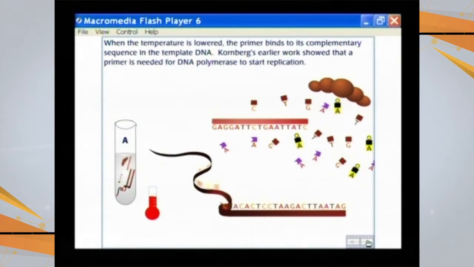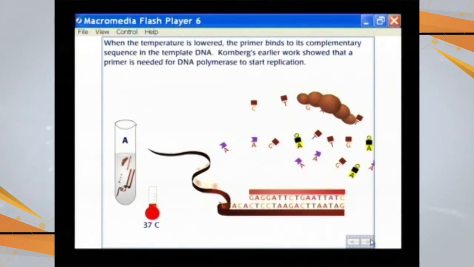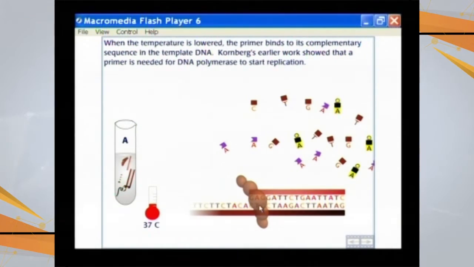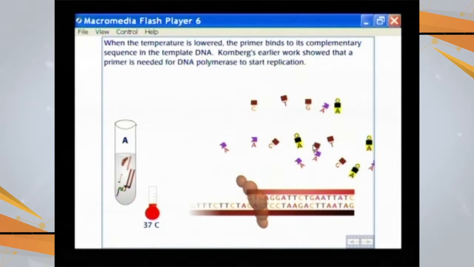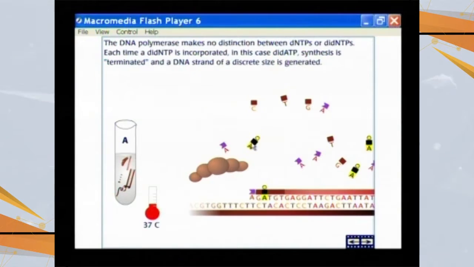And then it is the role of primer. The primer is going to start this process. Until the primer is there, the DNA polymerase cannot act. Once the primer is there, DNA polymerase is going to make a copy of that, and these new nucleotides are going to come until there is a dideoxynucleotide. Once there is the dideoxynucleotide, this fragment is released or separated.